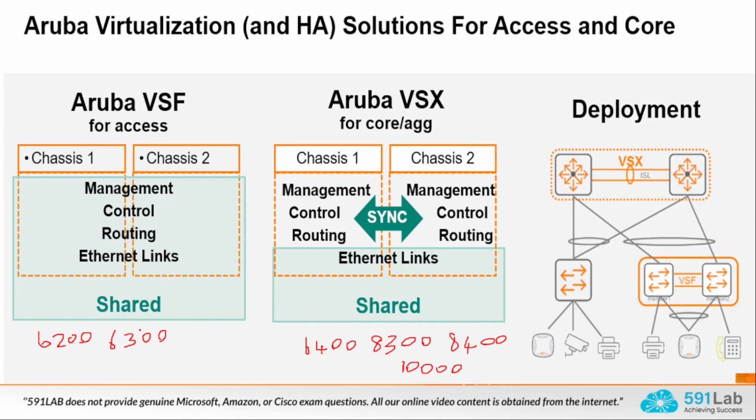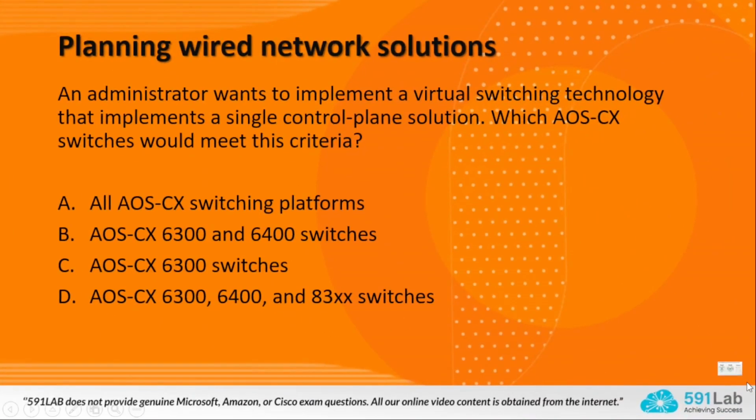Let's look at the answers now. Option A, all AOS-CX switching platforms. This is not correct because some of the AOS-CX switches support VSF and some support VSX. Option B, AOS-CX 6300 and 6400 switches. 6300 supports VSF but 6400 supports VSX that has dual control plane, not the single control plane. So this is not correct.